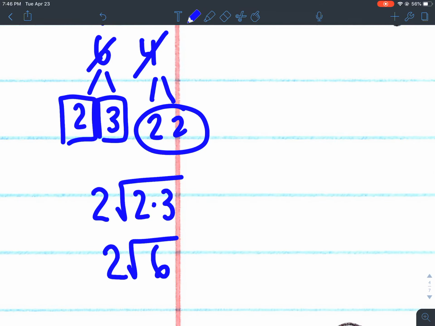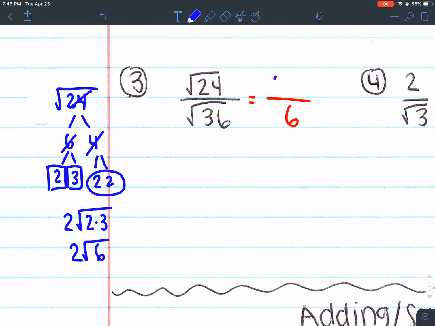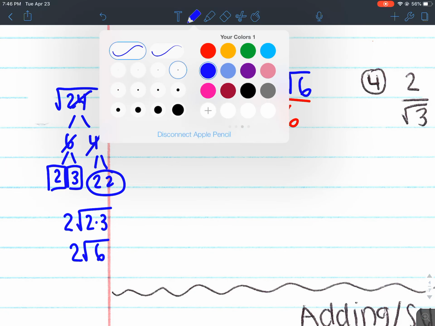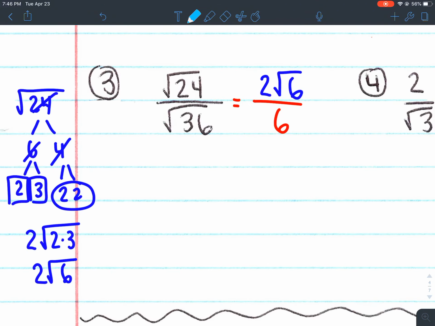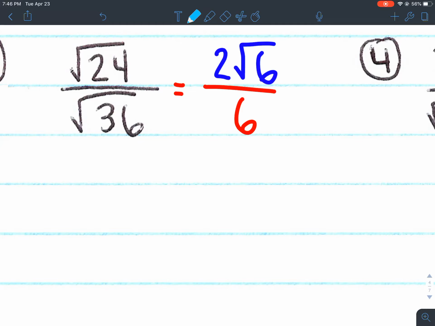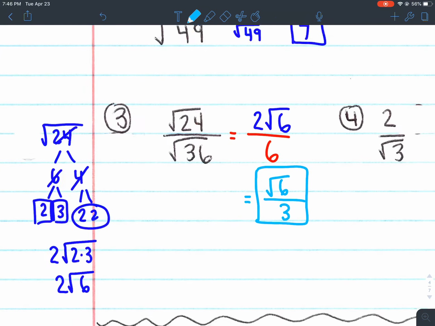So that'd be 2 square root of 6, okay? And that's going to go in the numerator here. And then I ask you, are we done? Can we simplify this even further? And we can, because 2 divided by 6 is 1/3. So I really have square root of 6 over 3. You could put the 1, but it's not something that we typically do, so I'm not going to.